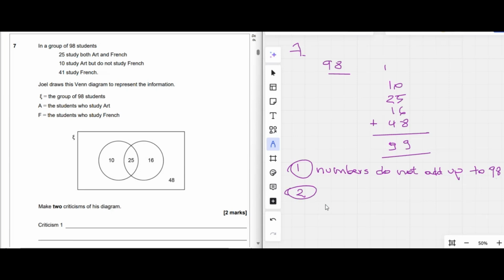What else is not right? Do we know which is what? No, the groups are not labeled and should be. We shouldn't just assume from the body of the exercise which is art and which is French. It should clearly show that this is art and this is French. And that's that.